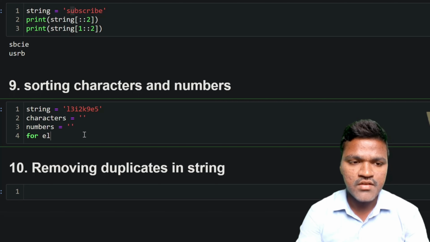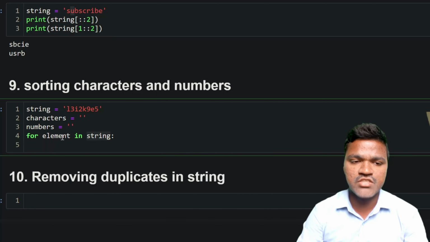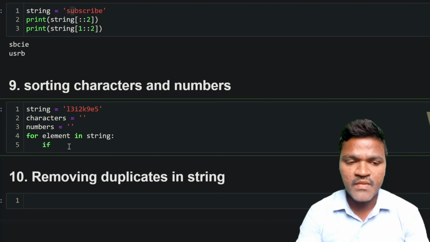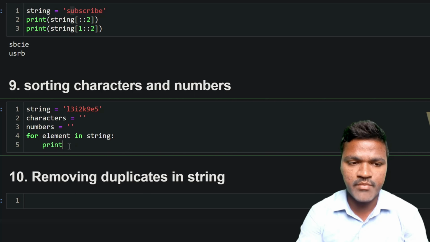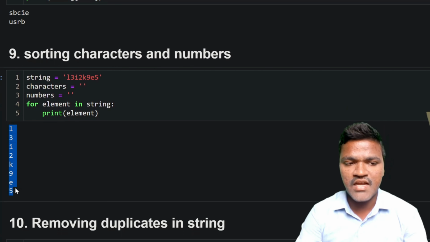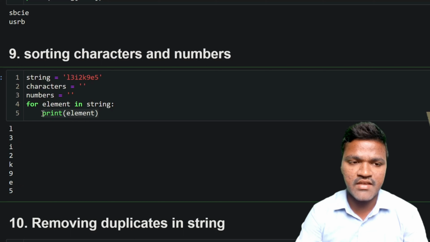So for element in strings, I need to iterate through this particular string through this particular element. I will print this particular element so that you can understand. If I execute this, you can see we are getting all the characters and all of these numbers and characters on new lines.